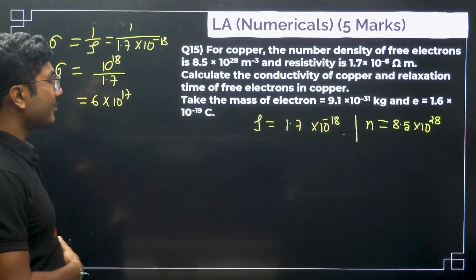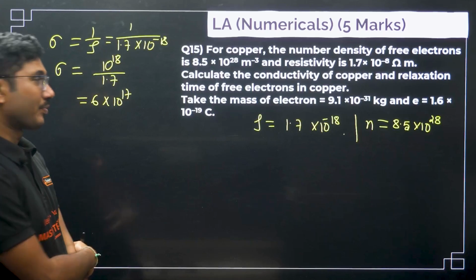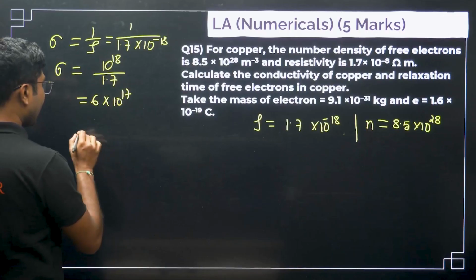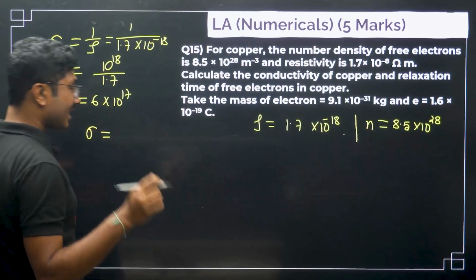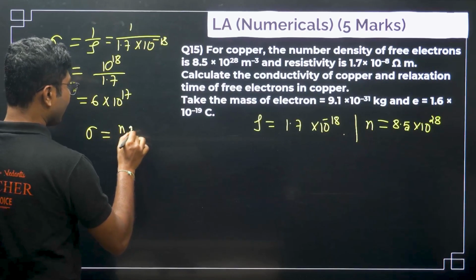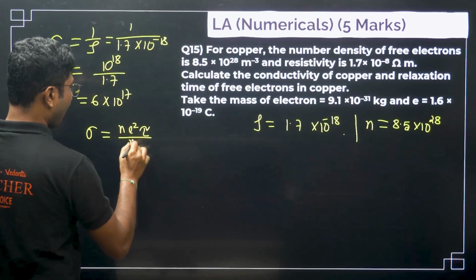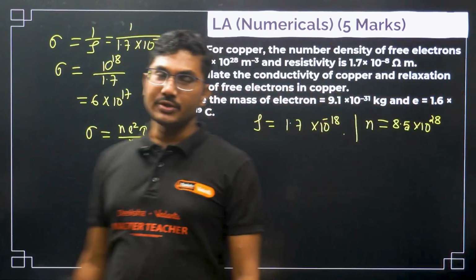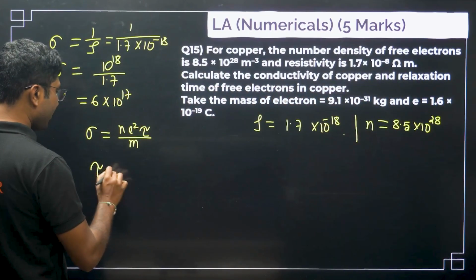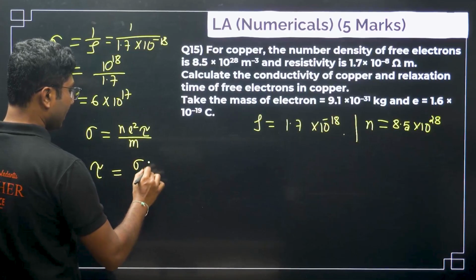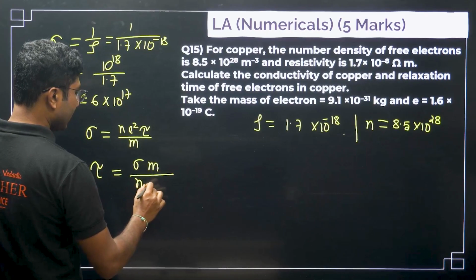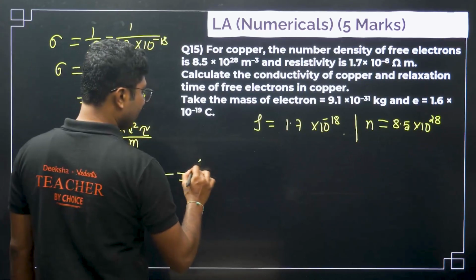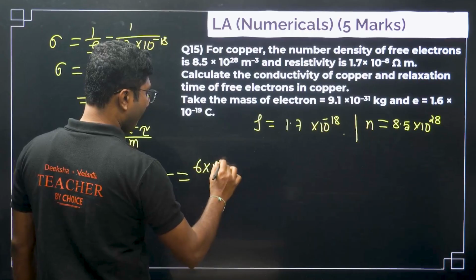Now next part is what you have to calculate: the relaxation time of free electrons in copper. So for that, what you have to remember is that the conductivity is related to relaxation time using this formula, N e square tau by m. Okay, this is the formula for conductivity and relaxation time. So from this equation you can calculate the relaxation time. So relaxation time is conductivity into mass divided by number density into electron charge square. So conductivity we have already calculated, 6 into, you can use the exact value, 10 to the power 17.